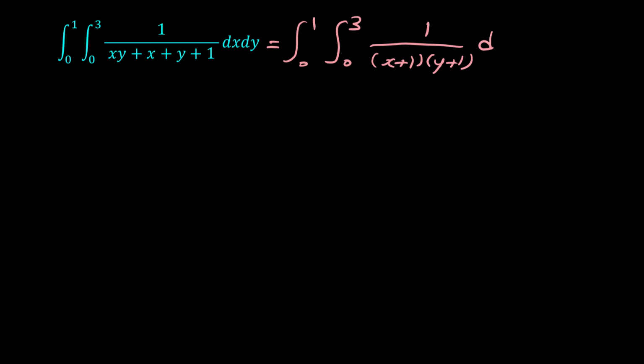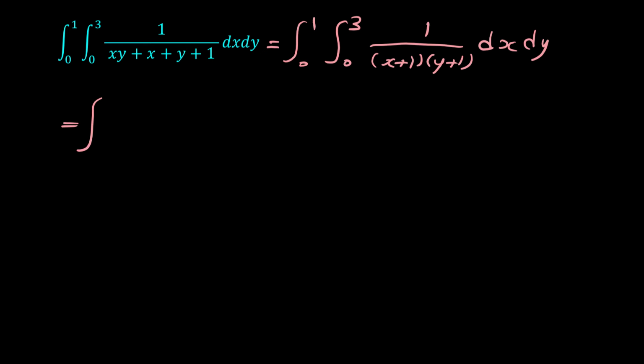If you pay attention, the expression in the denominator can be factored in the form of (x plus 1) times (y plus 1). If you multiply these two brackets by each other, you would get exactly this expression. x times y is xy, x times 1 is x, y times 1 is y, and 1 times 1 is 1. So we can factor the expression in the denominator, and we can write this integral in the form of integral 0 to 1, integral 0 to 3 of 1 over (x plus 1) times (y plus 1) dx dy.